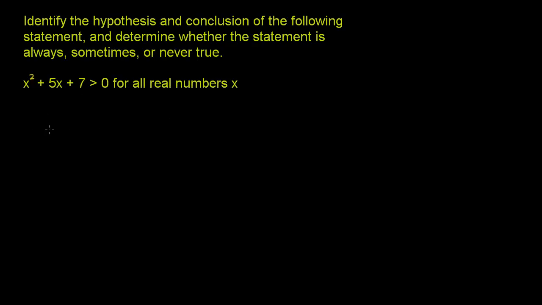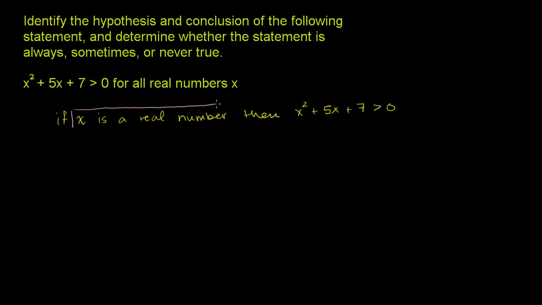So we could rewrite this as: if x is a real number, then x squared plus 5x plus 7 is greater than 0. And when you write it as an if-then statement like this, it becomes a lot easier to identify the hypothesis and the conclusion. Now, the hypothesis is really just what the if part is conjuring up. So this right here in pink, x is a real number. That's the hypothesis. Sometimes it's called the antecedent.